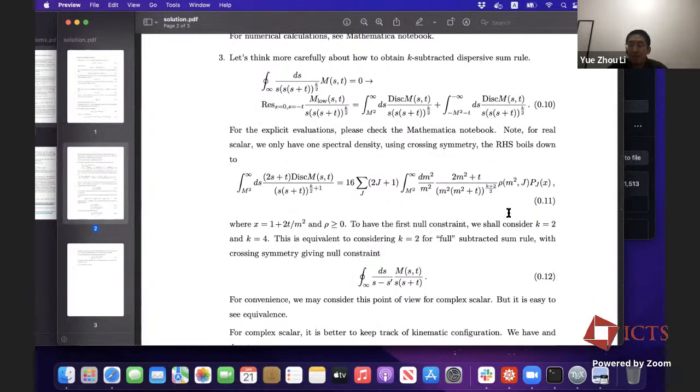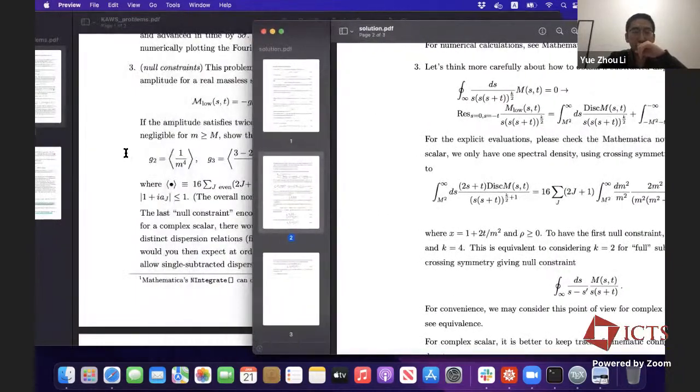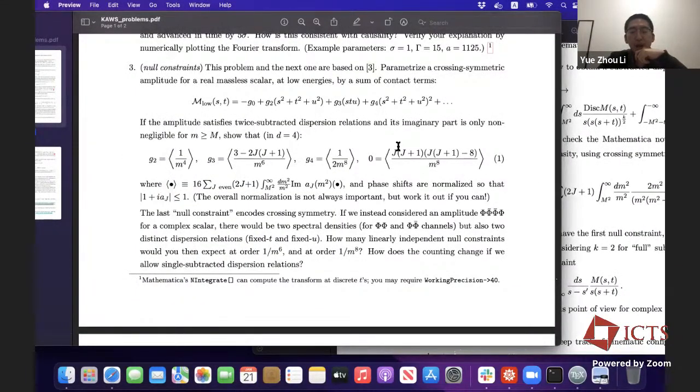And the unitarity condition is that rho, which is the spectral density, must be positive definitely. In this, we want to derive equation one, but I'm not going through the details. Let's just think about when we can obtain this null constraint. The null constraint entails crossing symmetry, but how can we arrive at that?